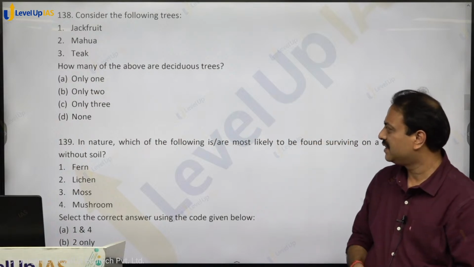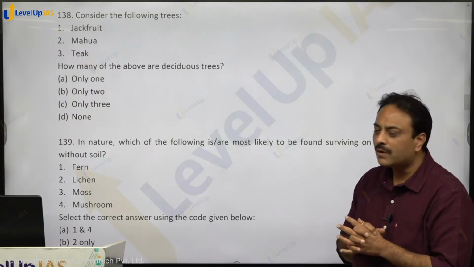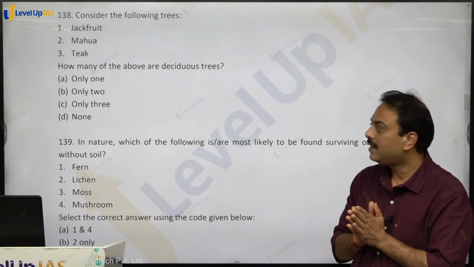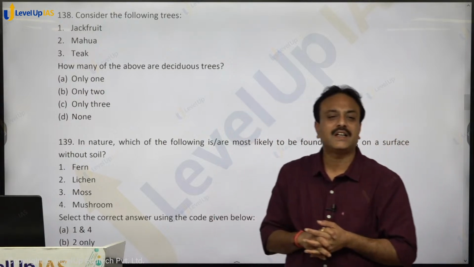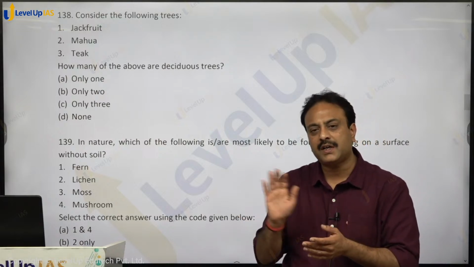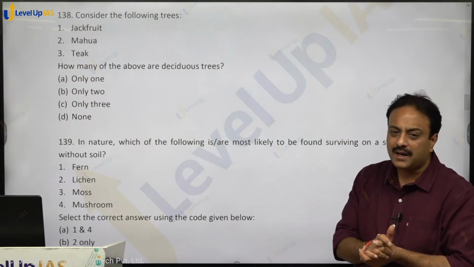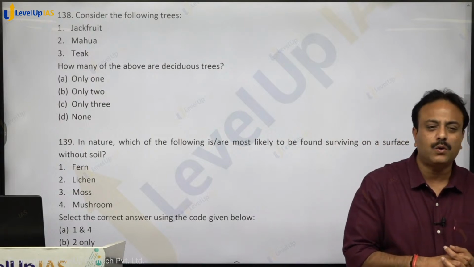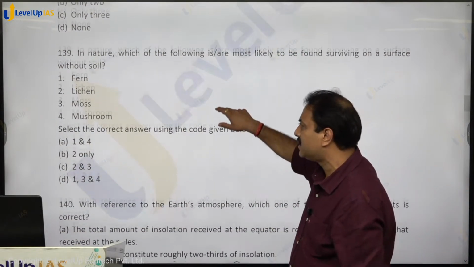Consider the following trees: jackfruit, mahua, teak. What is jackfruit? Mahua, teak. Which are deciduous? Deciduous means they will shed the leaves at a given particular time of the year. Evergreen means they will remain evergreen throughout the year. Jackfruit is evergreen. Teak and mahua are deciduous. So only two. How many of the above are deciduous trees? Only two. Option B for boy shall be the right answer.